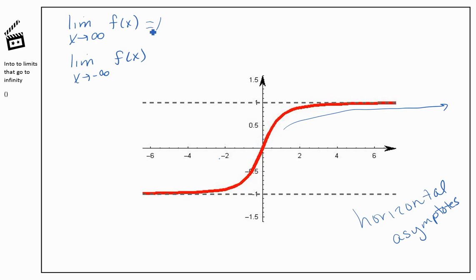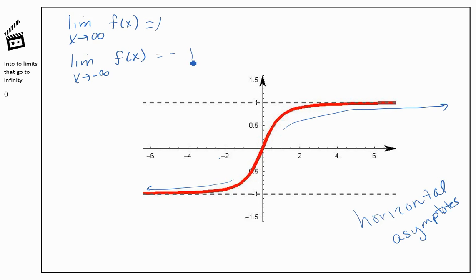And negative infinity is very similar. We're just going to the left now. What happens to the graph as it goes to the left forever? And again, it could go up to infinity. It could go down to negative infinity. Maybe it doesn't even exist. We don't know. But here we see it's leveling off at negative 1. So we'd say the limit was negative 1.